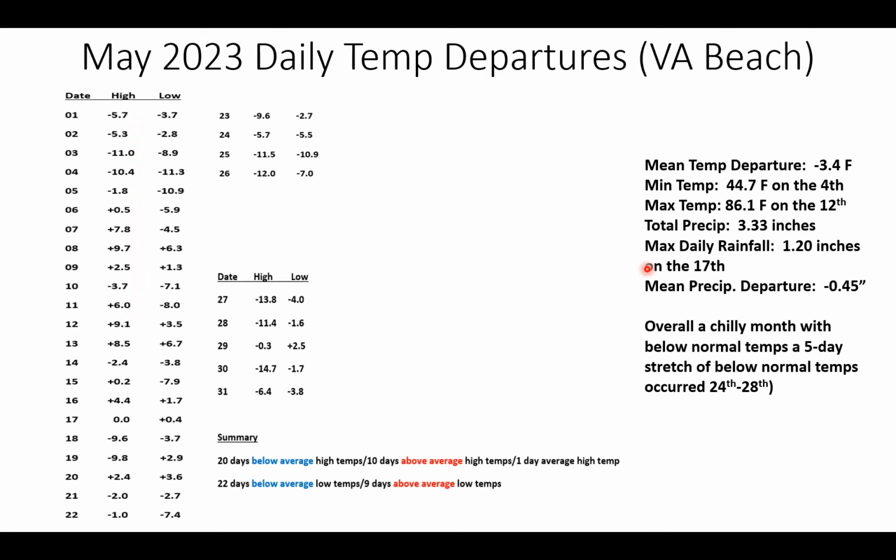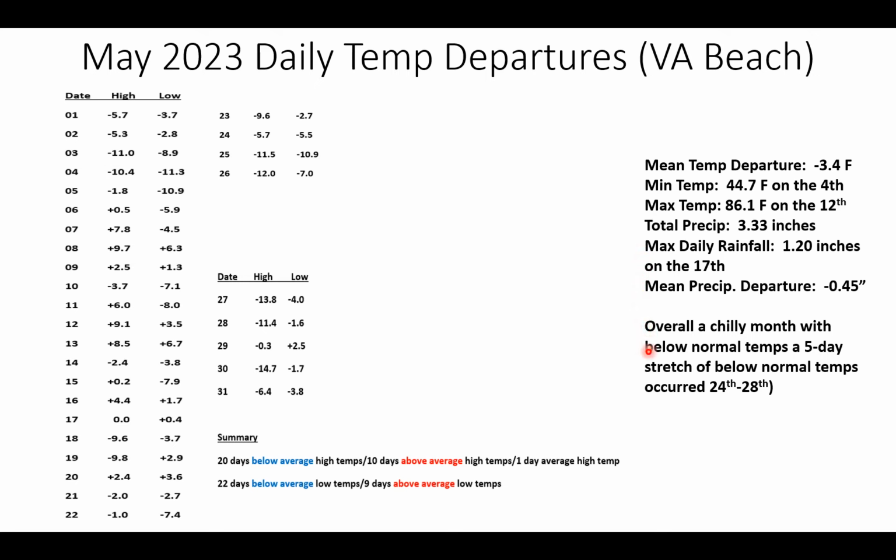So in fact, let's break this down now. The mean temperature departure for May 2023 for Virginia Beach was 3.4 degrees Fahrenheit below normal. The minimum temperature for the month was 44.7 degrees Fahrenheit on the 4th of May, while the max temperature was 86.1 degrees Fahrenheit on the 12th of May. The total precipitation for May of 2023 was 3.33 inches. That is a precipitation departure of minus 0.45, so 45/100ths of an inch below normal. The max daily rainfall was 1.2 inches on the 17th of May.